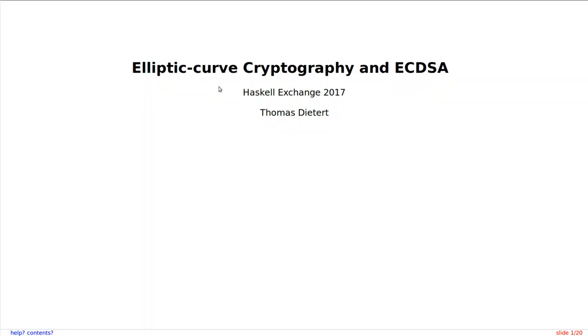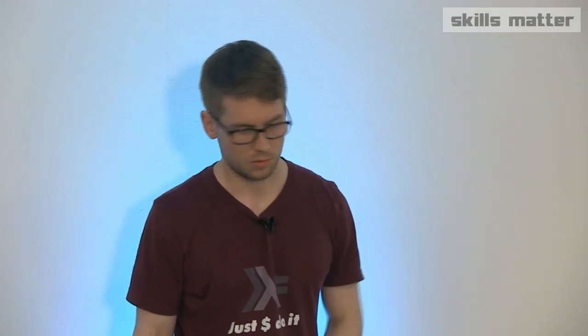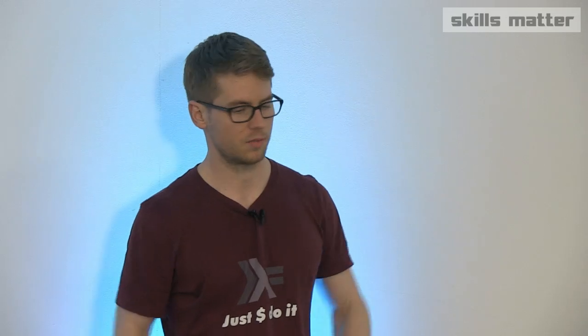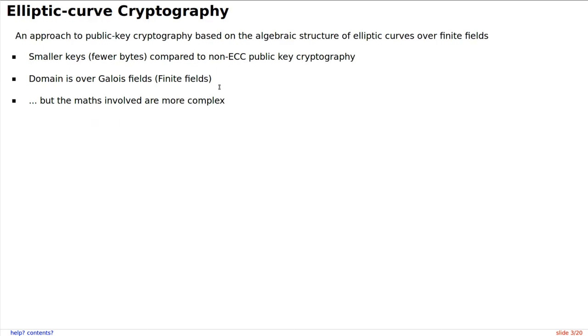My name is Thomas. Today I'm going to be talking about elliptic curve cryptography and, by extension, the elliptic curve digital signature algorithm. It's broken into three parts. A quick overview of elliptic curve cryptography, really hand-wavy. Then we're going to go into what the elliptic curve digital signature algorithm is and how it's used. And then I'm going to quickly give a real-world example of how you might use this in production or in your sample app or whatever. You can find the slides at that link.